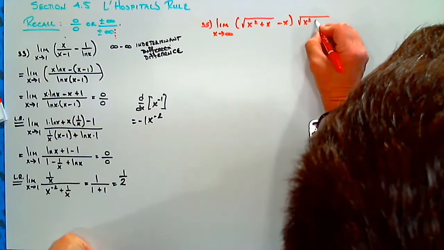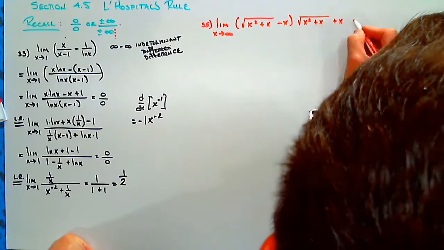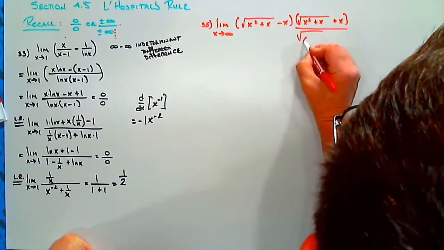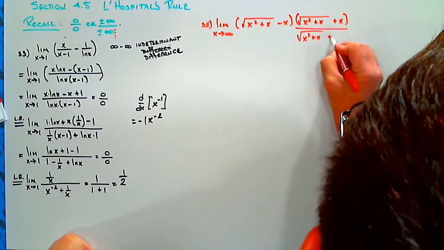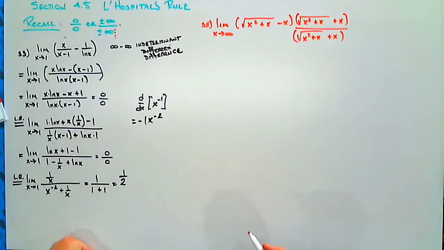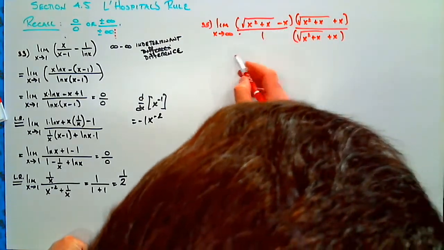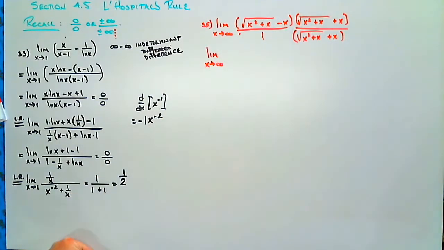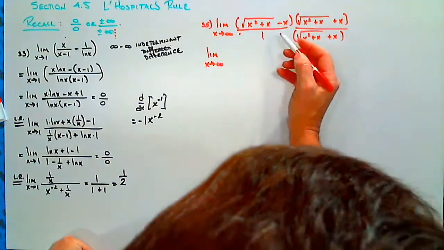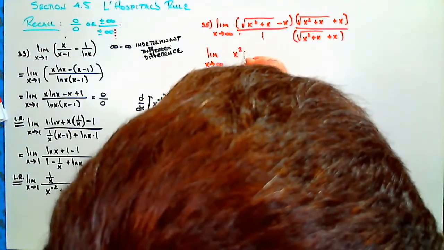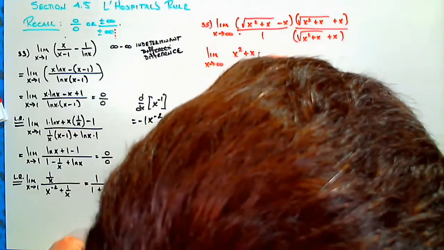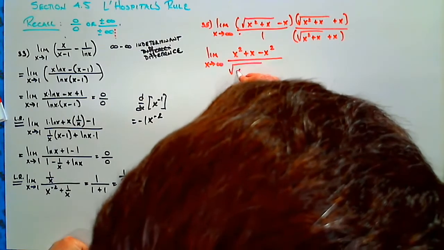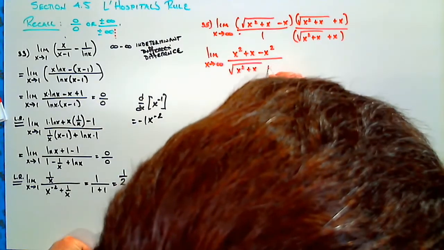The conjugate here is the square root of x squared plus x, plus x, pardon me. And on the bottom, we're going to have the square root of x squared plus x plus x. We're going to multiply by the conjugate. Now, the numerator is the difference of two squares, and so when we multiply that out, we get x squared plus x minus x squared. And what do we get on the bottom? We get the square root of x squared plus x plus x.